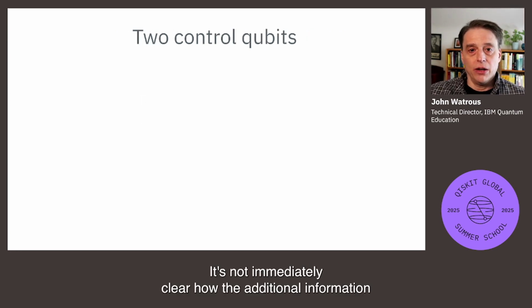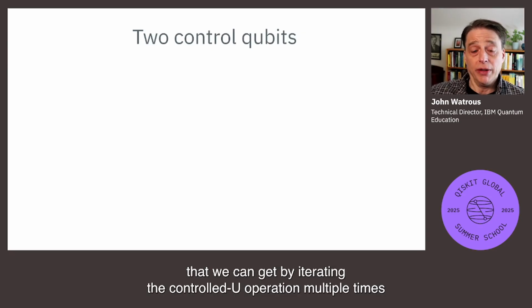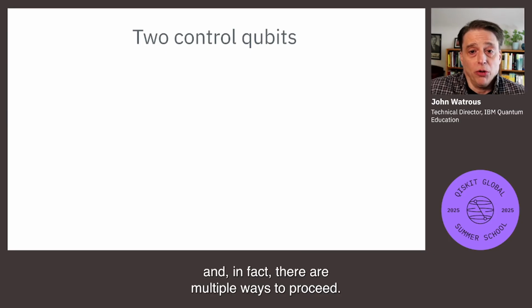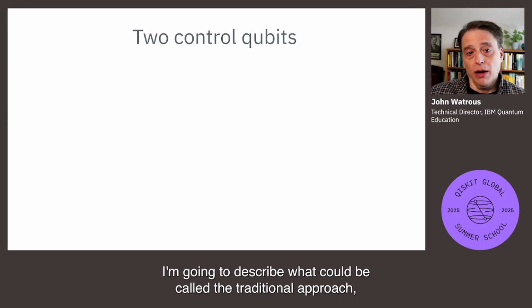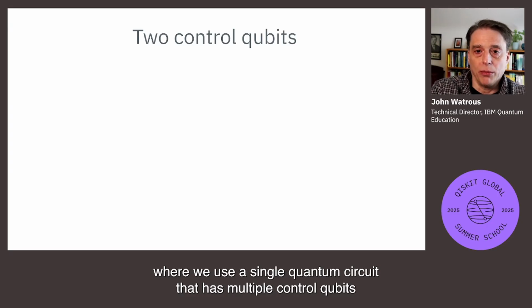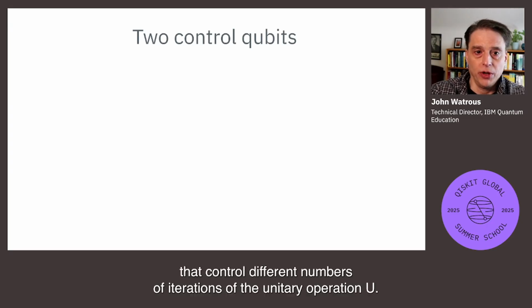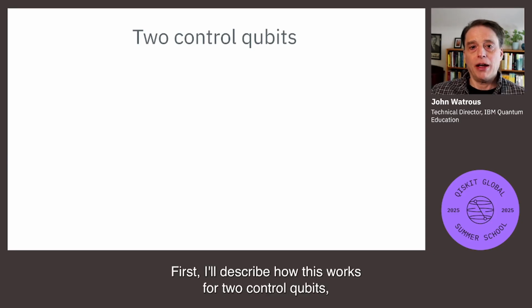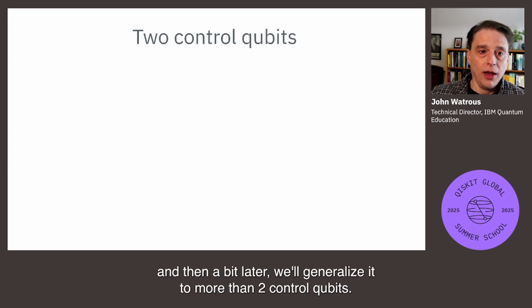It's not immediately clear how the additional information that we can get by iterating the controlled U operation multiple times can be reconciled with the information that we get by performing it just once. And in fact, there are multiple ways to proceed. I'm going to describe what could be called the traditional approach, where we use a single quantum circuit that has multiple control qubits that control different numbers of iterations of the unitary operation U. First, I'll describe how this works for 2 control qubits, and then a bit later we'll generalize it to more than 2 control qubits.